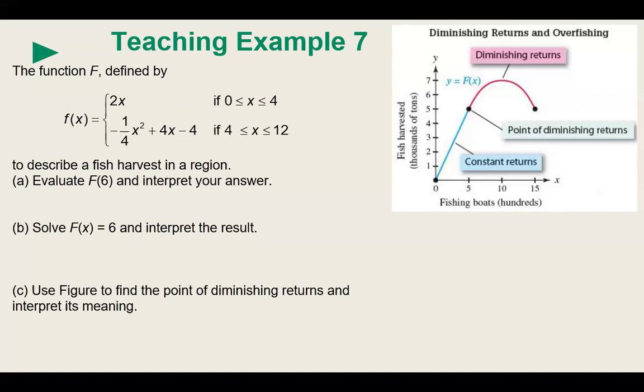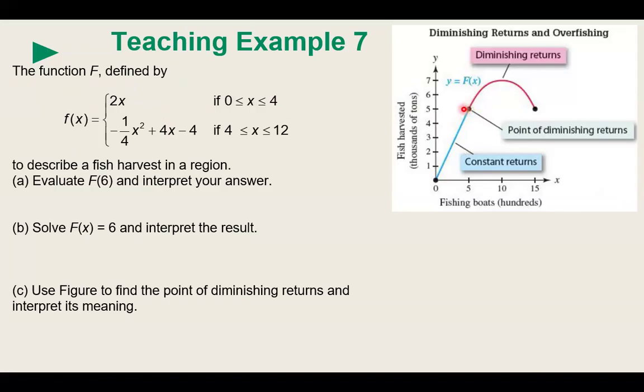But basically, you are describing a fish harvest in a region. And there is a certain limit to overfishing, correct? If I am fishing and we're doing it correctly and there's the right amount of boats, notice that there's a constant return. Do we see that? So as long as we stay from here to here, there's a constant return. That's what this piece of the function is representing, that 2x. Then once we get here, this is our point of diminishing returns.